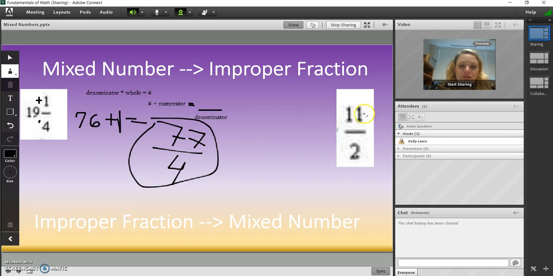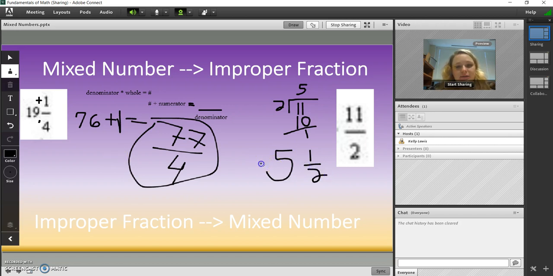Okay, to go backwards, we're going to divide. We're going to ask ourselves, how many times does 2 go into 11? Okay, well, it goes 5 times, and 2 times 5 is 10, and there's 1 left over. So it's going to be 5. And then our 1 left over, that's our remainder, and then you still keep the denominator. Keep the denominator every time.